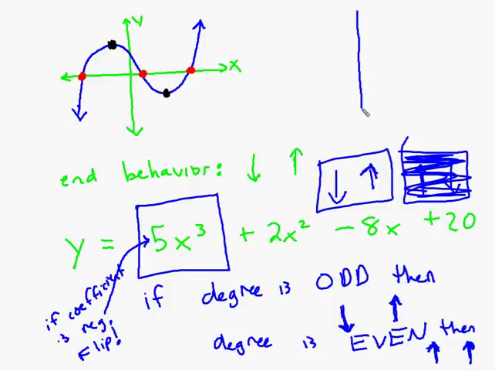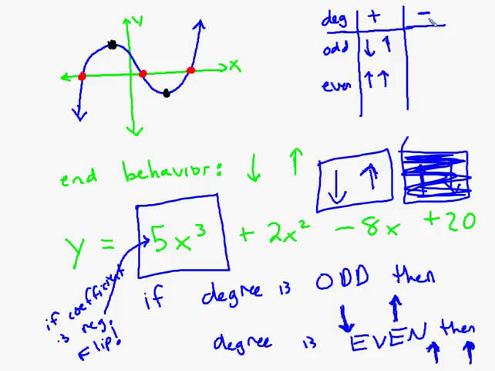Here's a table of how this goes. Okay? Degree. If it's odd, down, up. If it's even, up, up. That's if my coefficient is positive. If my coefficient is negative, these flip.